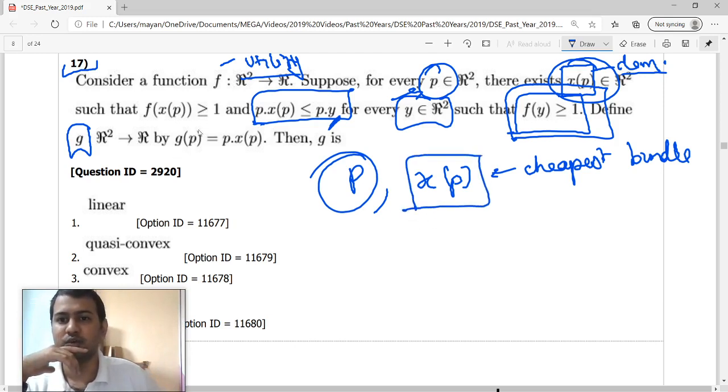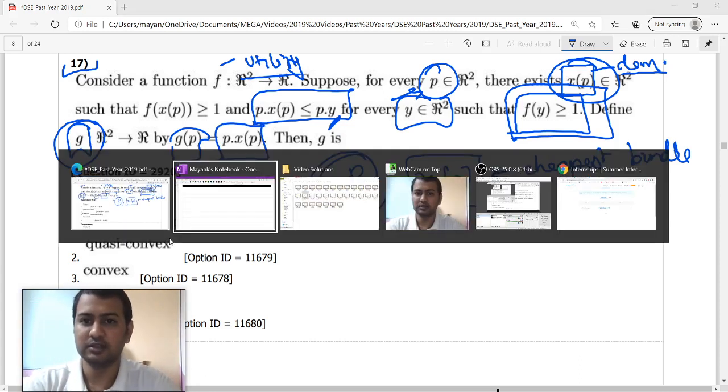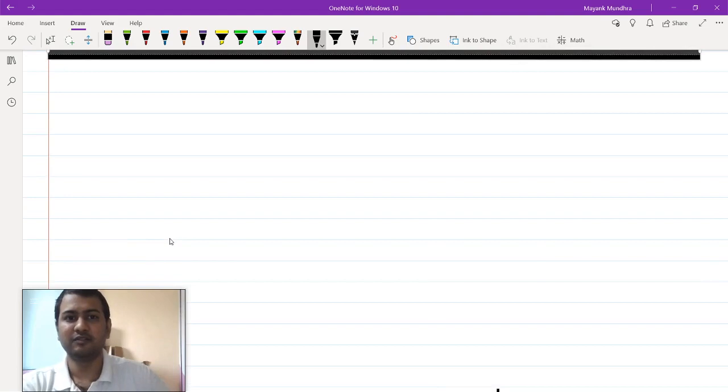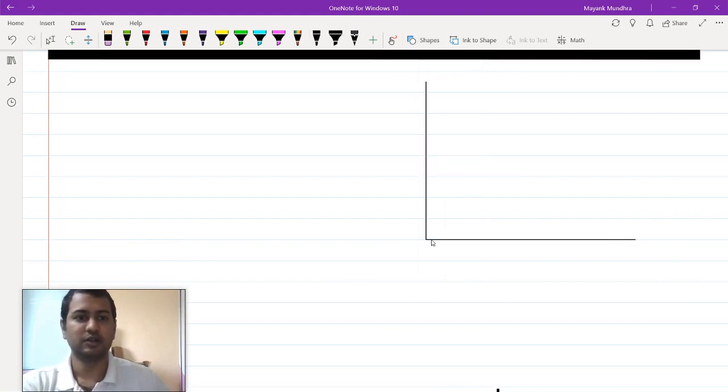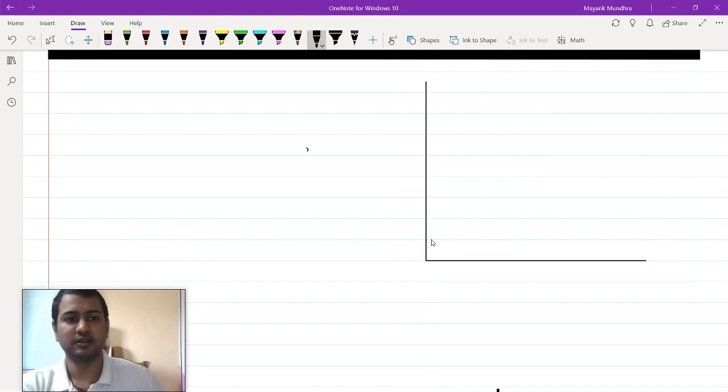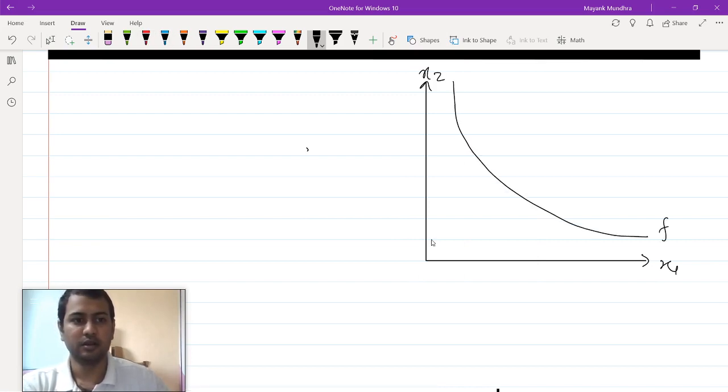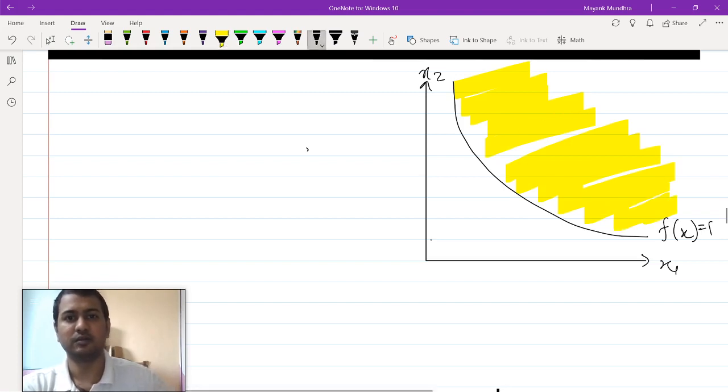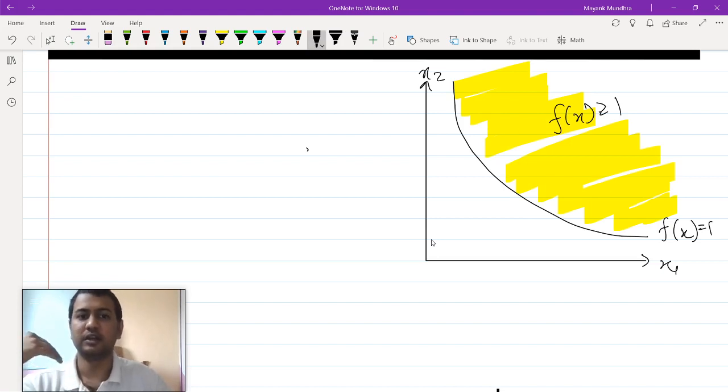Then he is telling me that the function g is just the expenditure of consuming this bundle x. So let's look at a graph that will give me a better understanding. Let's say this is a graph of goods x1 and x2, and let's consider that this is your f of x equals 1, and this is the entire region for f of x greater than or equal to 1. So this is the entire set of utility greater than or equal to 1.